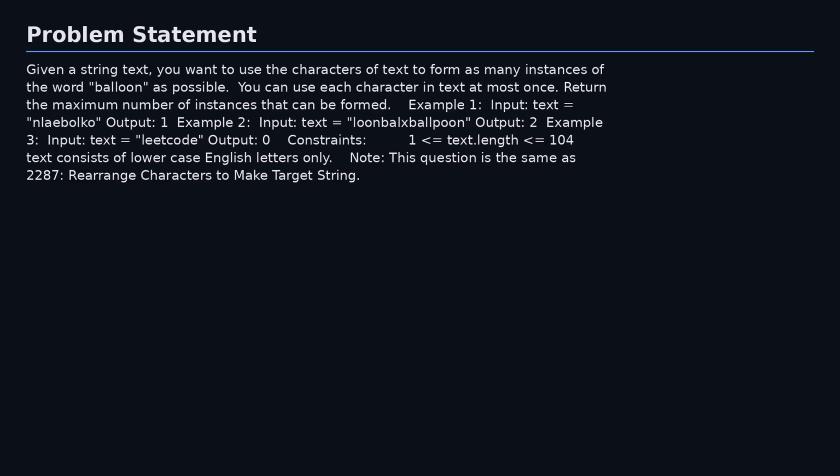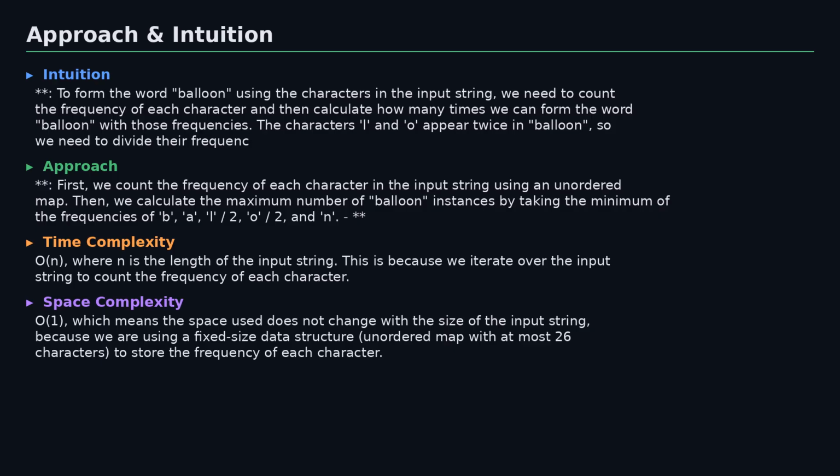Now, let's think about how we can form the word balloon. We need 1 b, 1 a, 2 l's, 2 o's, and 1 n. So, the key insight here is that we need to count the frequency of each character in the input string, and then use those frequencies to calculate how many times we can form the word balloon.